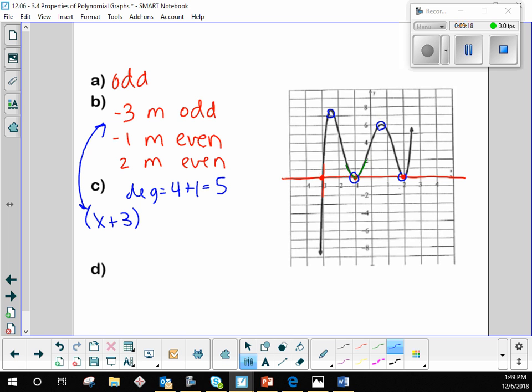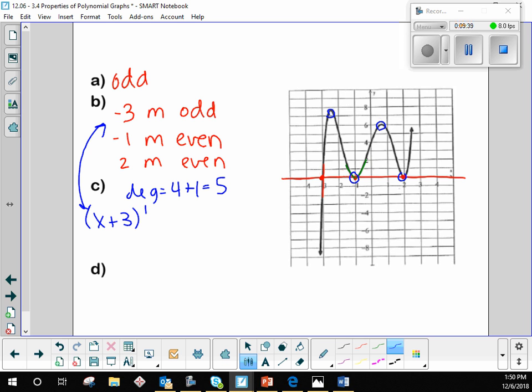Now this factor, or this root, has an odd degree. We don't exactly know what odd number it is, so we're going to put the least minimum odd. What's the smallest odd that you know? 1. Okay, so it's got at least 1. It could be 3, it could be 5, but it's at least 1, just judging from the behavior of the graph.